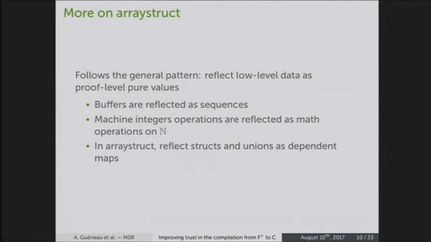A bit more on array struct. It follows a general pattern used in other F-star libraries, where low-level data is represented in proofs as pure values. So for example, the contents of buffers is reflected as pure sequences. Operations on machine integers are reflected as mathematical operations on NAT. And similarly, in array struct, structs and unions are reflected as dependent maps, which are just maps where the type of the values depends on the keys.